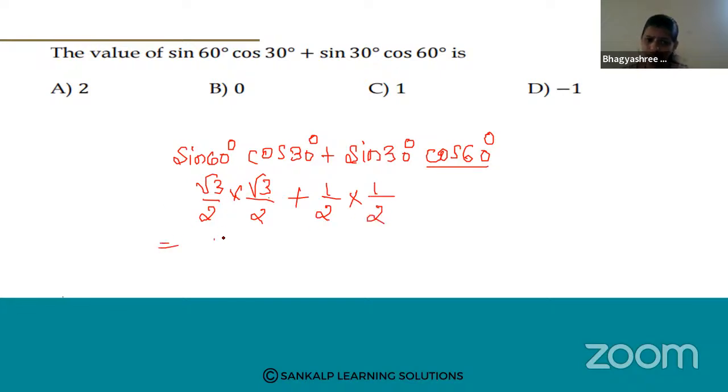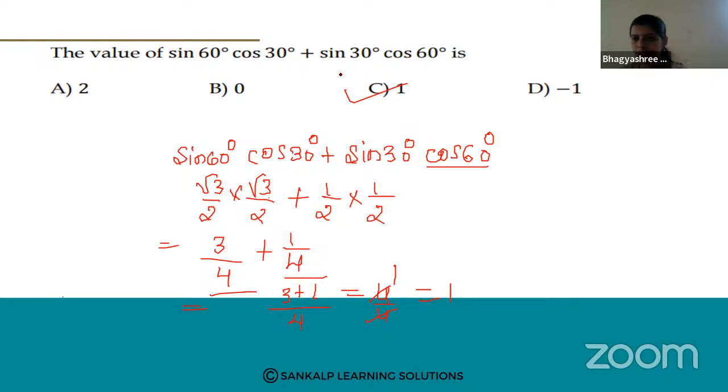Root 3 into root 3, it is 3 divided by 2 into 2, it is 4, plus 1 into 1, 1 divided by 2 into 2, it is 4. So the denominator is 4, same, no need to take LCM. Numerator is 3 plus 1, it is 4 divided by 4, 4 ones are 4. Therefore, value is 1. Option C is right.